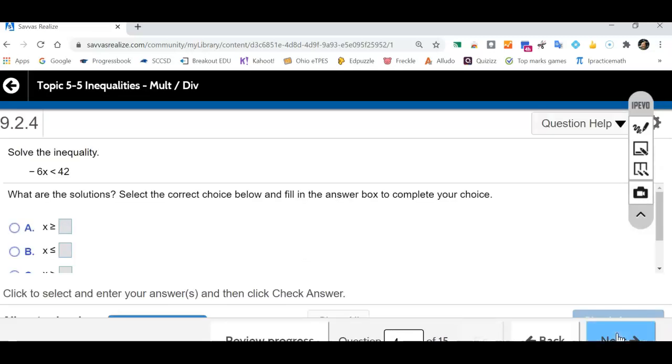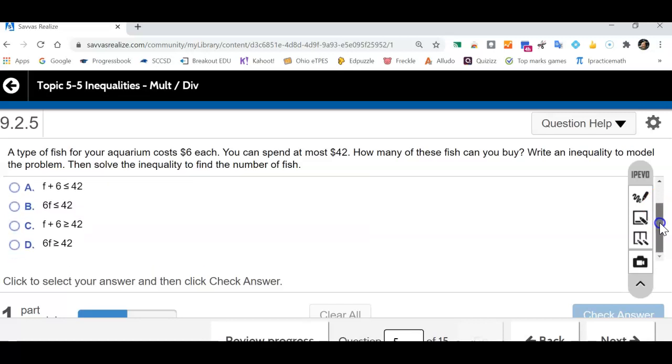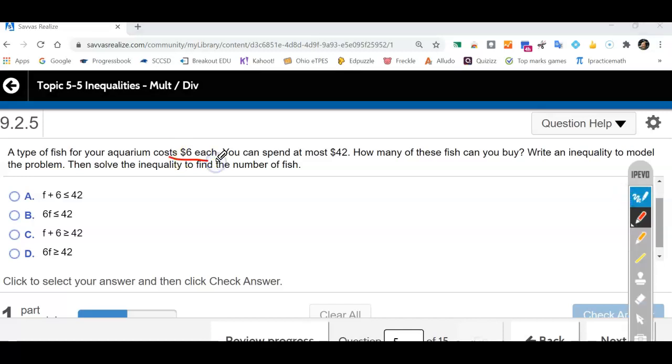Here's multiplying and dividing negatives. All right, so now this one, you have to figure out the inequality that goes with the situation. So a type of fish for your aquarium costs $6 each. You can spend at most $42. So that means you're going to the store with $42. You cannot spend more than $42. So what symbol are we going to put in here?